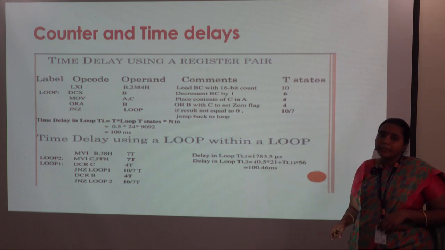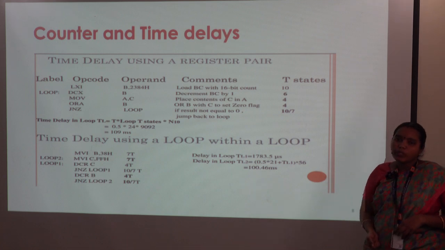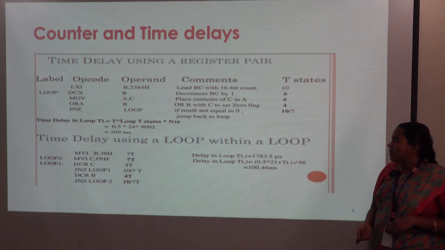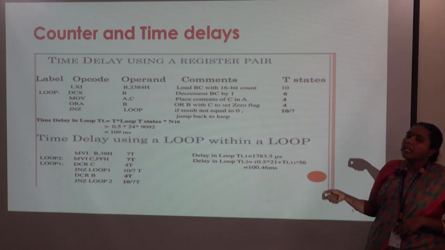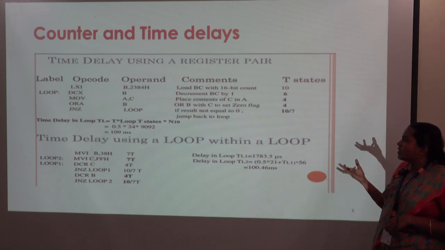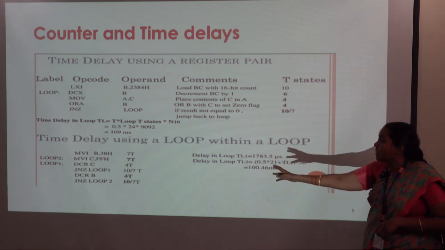2384 is hexadecimal data. It converts to the decimal value 9092. So multiplying with all aspects gives 109 milliseconds. Okay, it is 109 microseconds. Next one is the milliseconds.